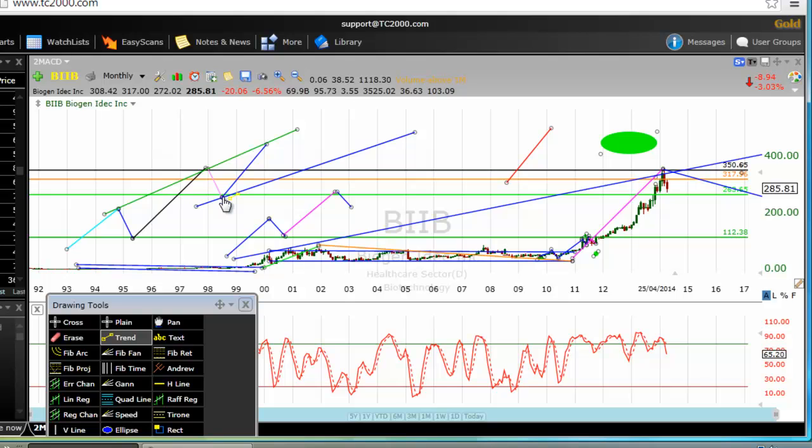This is about the equality between the first wave and the fifth wave. We can use the length of the first wave and also the magnitude of the first wave, using the equality theory of the wave principle. So how can we use the equality?